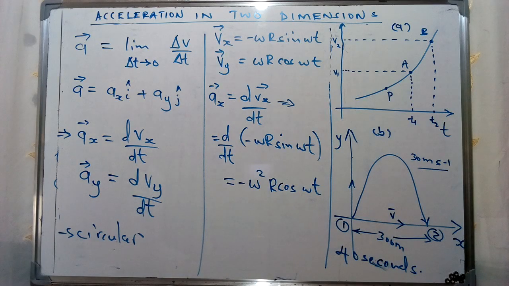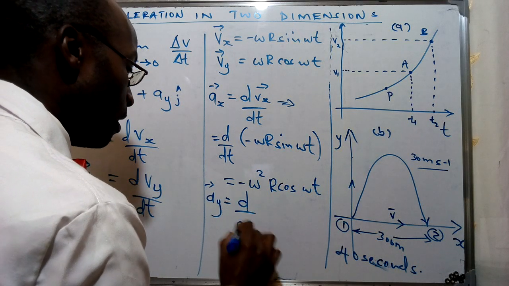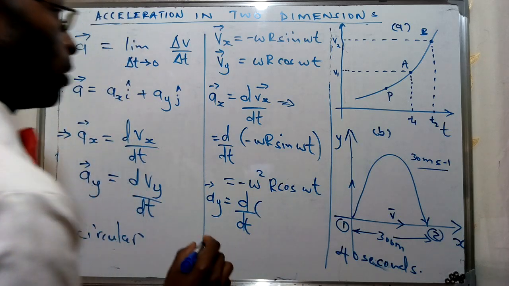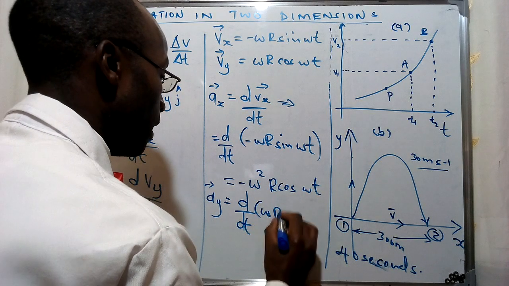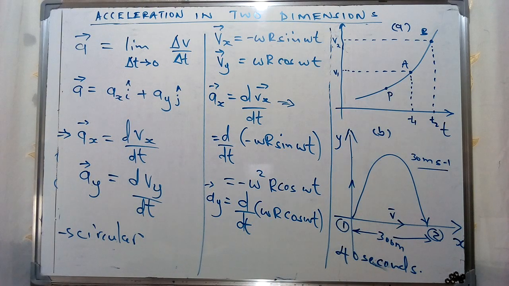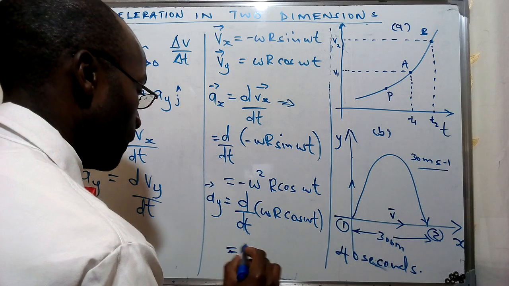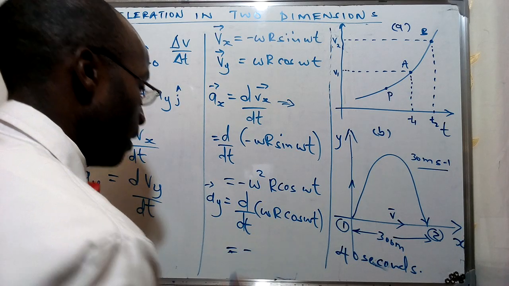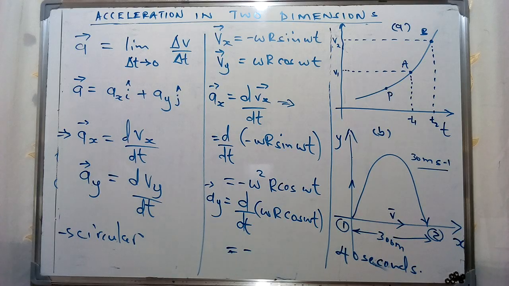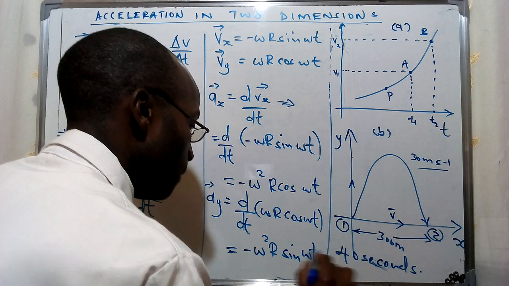And then for us to find the acceleration along the y component, this is going to be the d over dt of this particular function for the y, which is omega r, the cosine of omega t. Now the derivative of the cosine function is going to be negative sine, and therefore this is going to be giving us the acceleration along the y component in terms of a negative. So we're going to have a negative omega squared r, the sine of omega t.